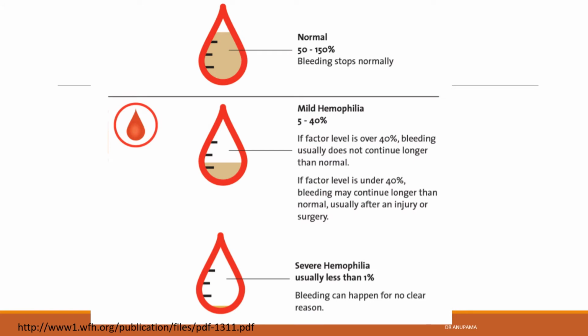Here is the summary again. Normal hemophilia 50 to 150%, mild hemophilia 5 to 40%, and severe hemophilia is less than 1%. So here bleeding stops normally, while here bleeding can happen for no clear reasons. So once again a summary of the previous slide.